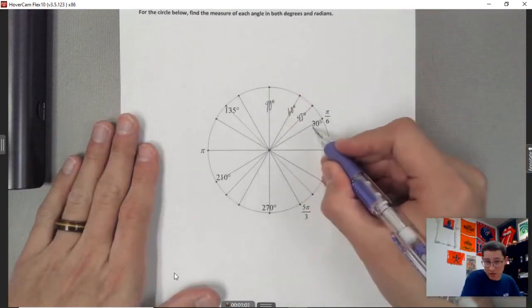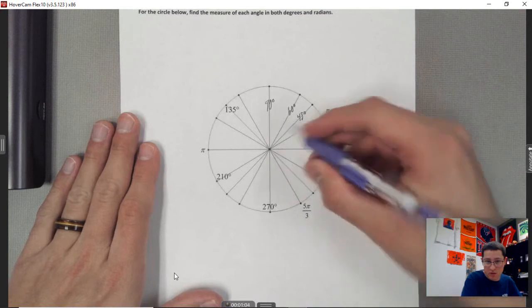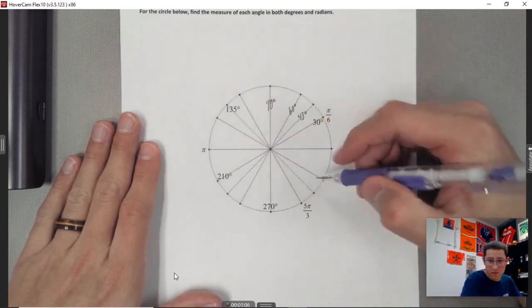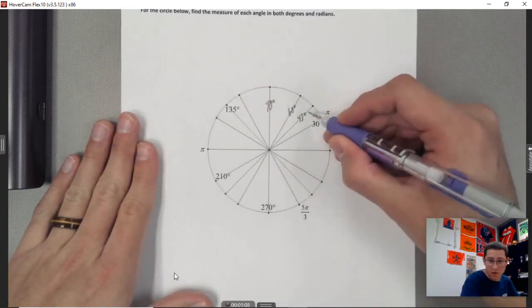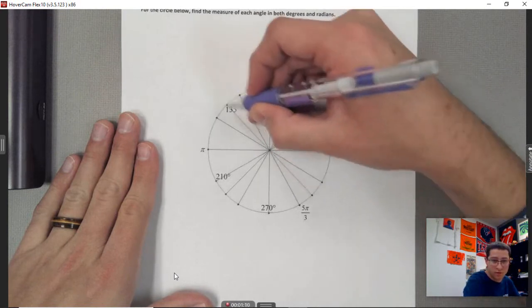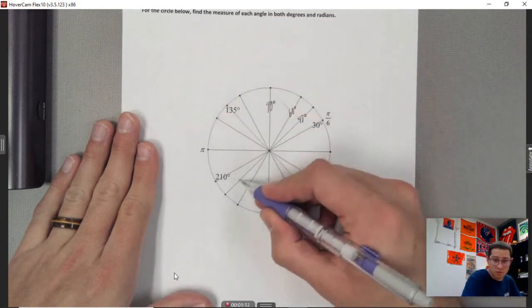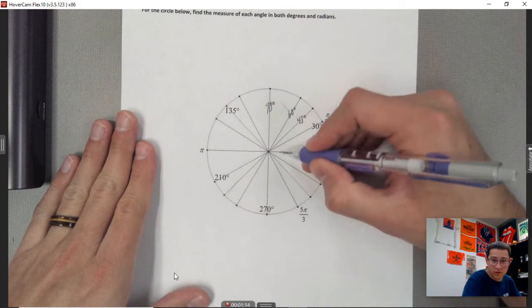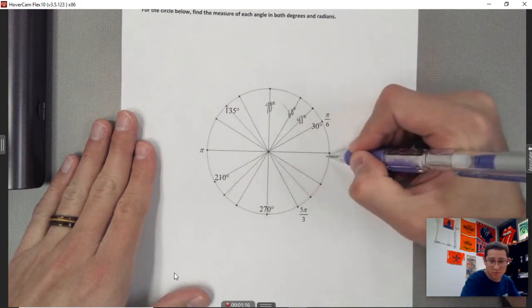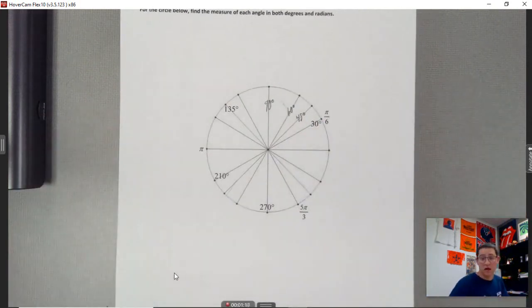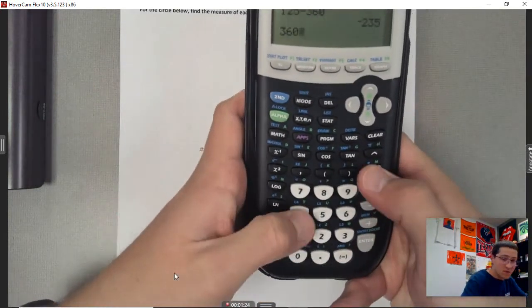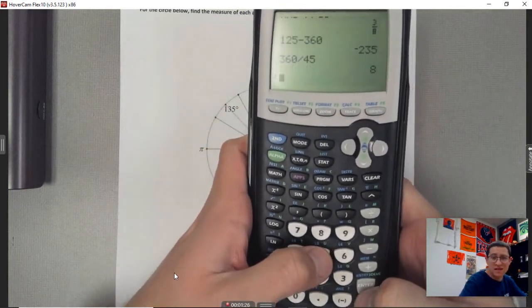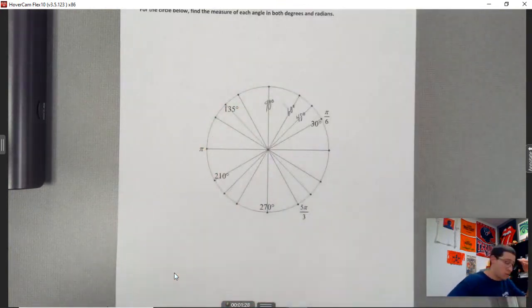So at each middle one, right? The middle one is like a 45, right? You're like 45 plus 45 plus 45 plus 45 plus 45 plus 45 and then plus 45 all the way around. Okay, and that's dividing it into eighths, right? 360, how many times does 45 go into that? That is 8, okay? So that's why we're doing that.